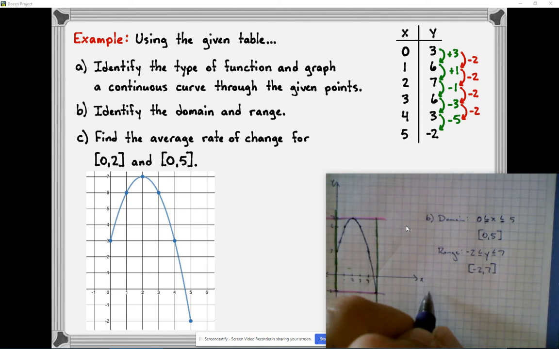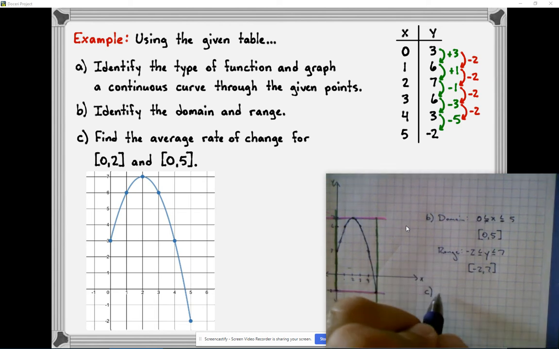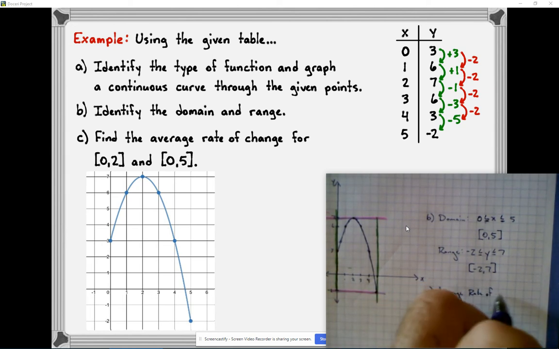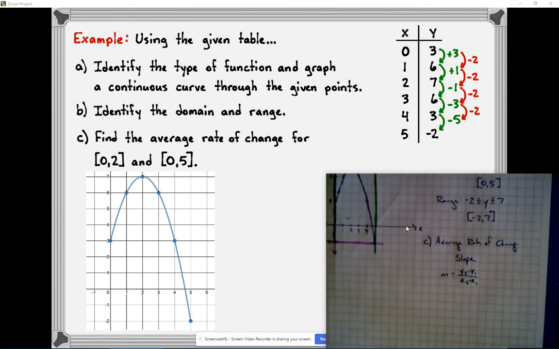C is asking for the average rate of change. Now, I want to write this down because this is important. Another way of saying average rate of change is just the slope. That's all it means. What is the slope between 2 points? Remember, to find slope, we use the letter m. It's y2 minus y1 over x2 minus x1. So we need coordinates in order to find this slope.